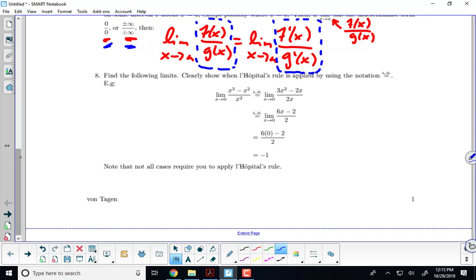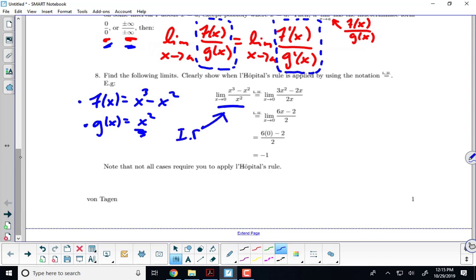Okay? So here I've got this limit function right here. In terms of the notation I was using before, f of x, the numerator, is x cubed minus x squared, and g of x, the denominator function, is x squared. Notice that if we were to take the limit as x approaches 0 of g of x, its limit comes out to be 0, as does the limit as x approaches 0 of f of x. So I could say that this problem has the indeterminate form 0 over 0. Okay? Now we've checked that.